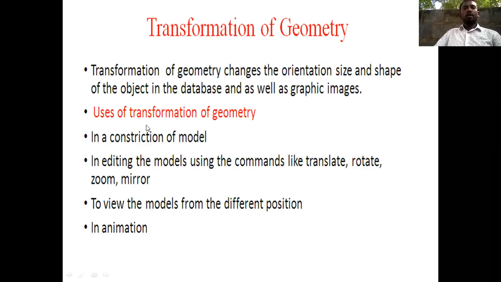What are the main uses of transformation of geometry? Transformation of geometry is used in construction of models. In editing the models using commands like translate, rotate, zoom, mirror. In editing, what we are doing is changing the size and shape. So we are increasing or decreasing the object.